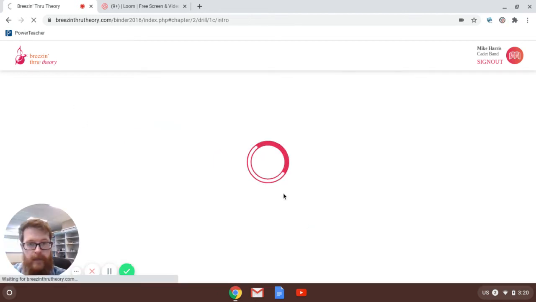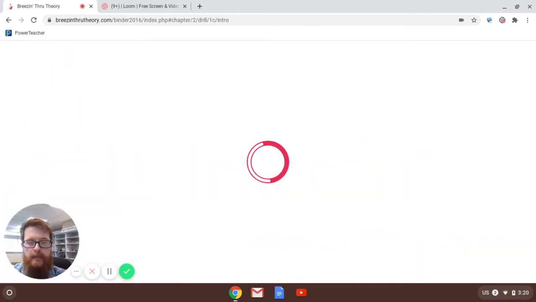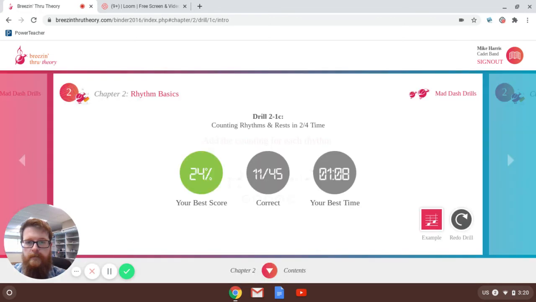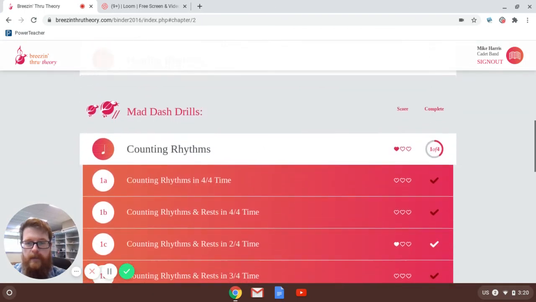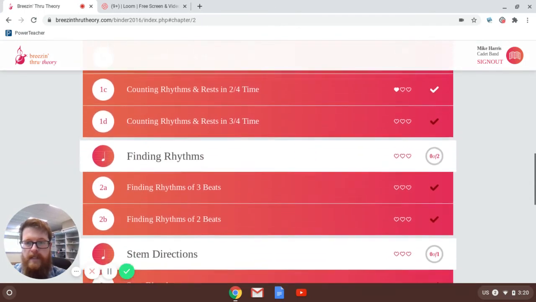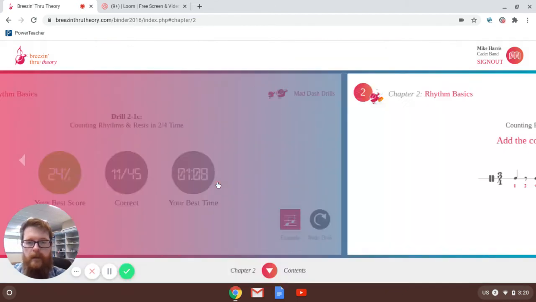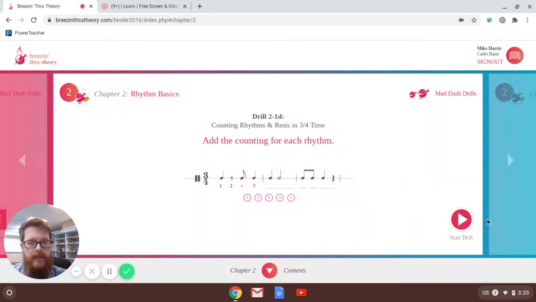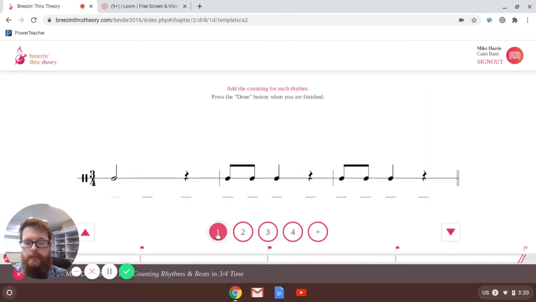Let's look at another example here, our mad dash drill 2.1d. Now, mad dash drill 2.1d is going to be very similar to the one that we just completed, except this time we're going to be counting rhythms and rests in 3/4. The process is still the same. Each measure is going to start with a 1.